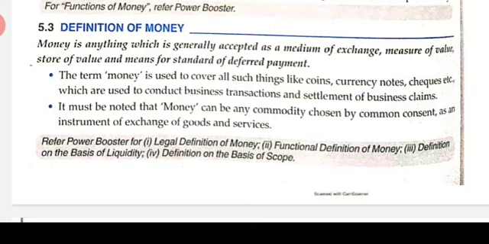So the barter system had limitations, and because of that money was invented. Okay children, so this is the first part of your chapter, money.